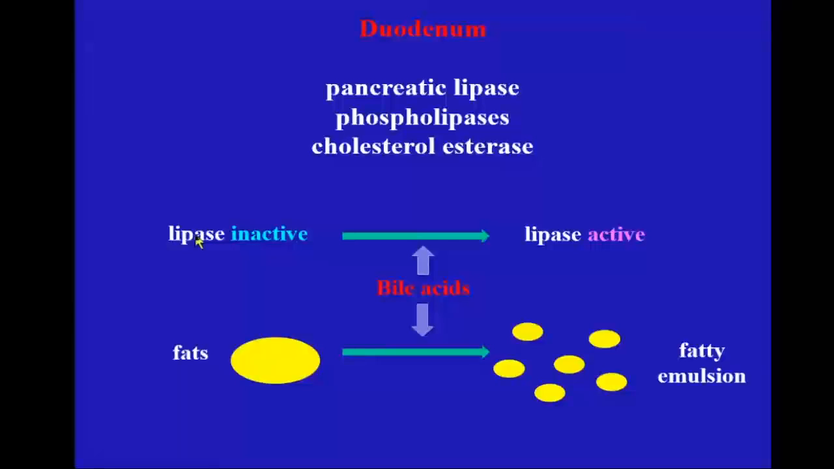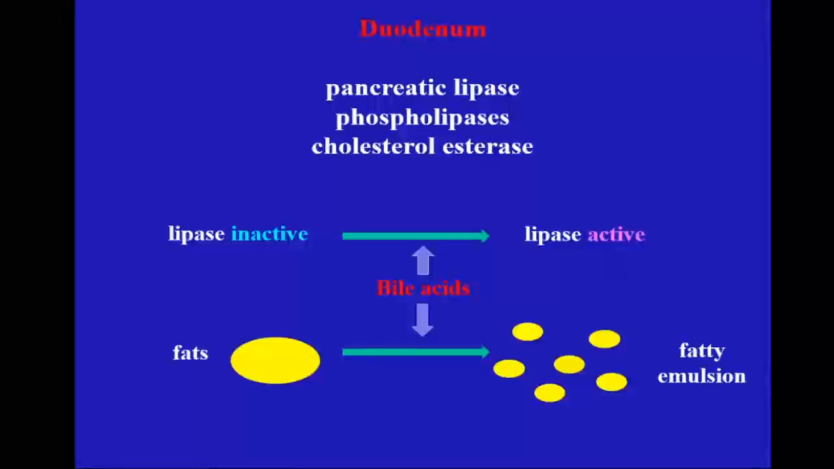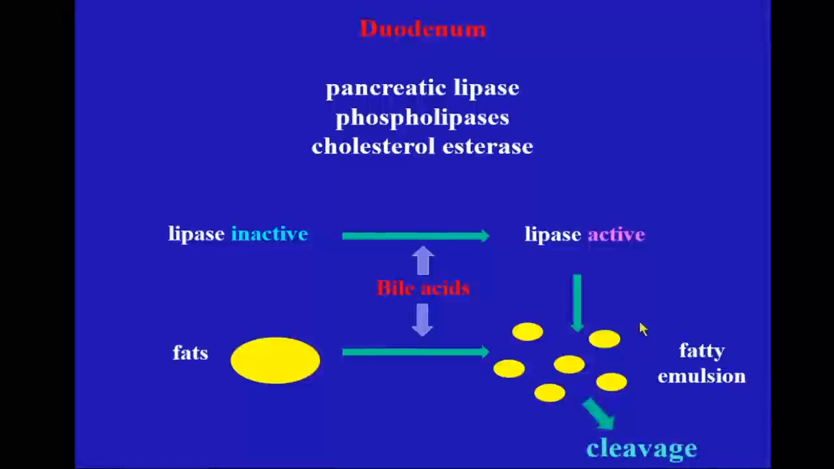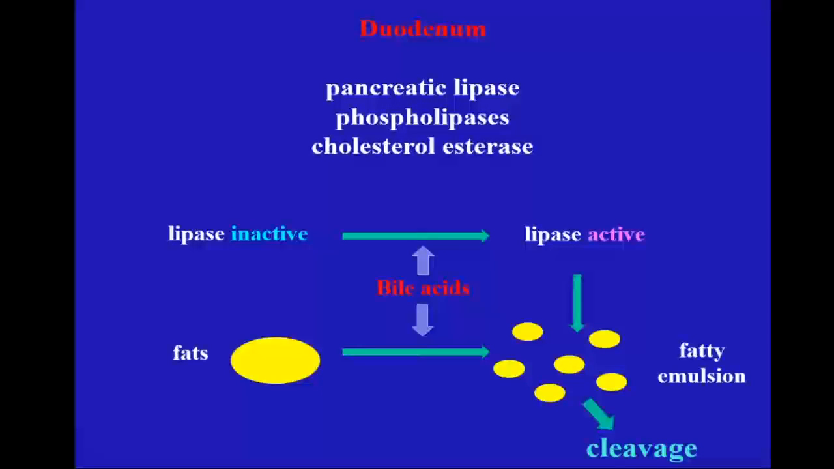So, from the inactive state, with the help of bile acids and one more amphipathic peptide, colipase, which we will talk about a little bit further, lipase will be activated and act on the emulsion of fats, which will be cleaved after this. So at this moment we can write the most important functions of bile acids.